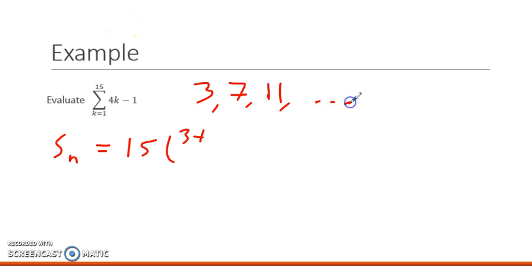I know there are a bunch of numbers in between, but I don't actually care about all of them. I just care about the first one and the last one for this sum of them all. And then it's the average of those two things, the first and the last. So add them up and divide by 2. Now just to simplify what I've written here for the sum of an arithmetic sequence, I have 3 plus 59, which is equal to 62.